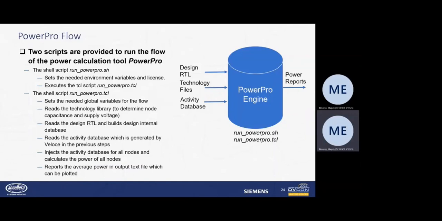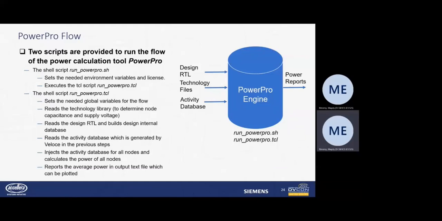We have 2 simple scripts. One of them is called run_powerpro.sh, where we set all the environment variables needed, the license, everything. And we have another script, which is called run_powerpro.tcl, and this Tcl script is used to set the global variables, if you like, to size the design or do whatever with the design.